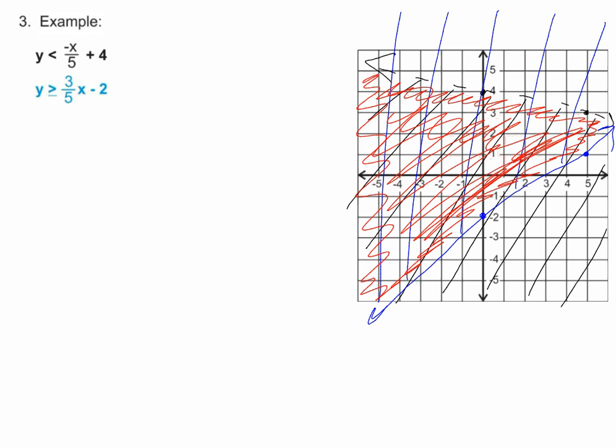So the black one, y-intercept of 4, slope negative 1/5, down 1, to the right 5, dotted line, shade below for a less than. Blue one, y-intercept of negative 2, that's the point right there. Slope 3/5, up 3, to the right 5. Solid line, greater than, shade above. Where the black and the blue overlap, everything I shaded in red. Does that make sense? So how many got that right?